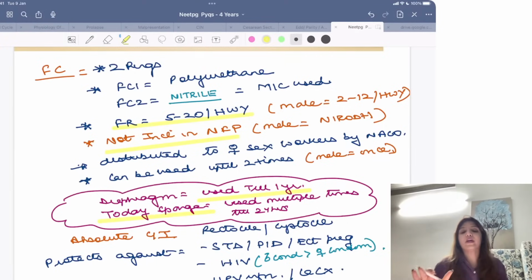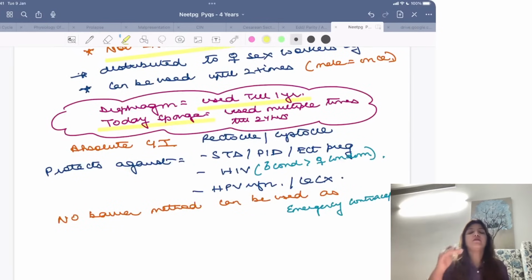An absolute contraindication of female condom is rectocele and cystocele. Female condom, like a male condom, is going to protect against STDs, against PID, and that is why it will protect against ectopic pregnancy. It also protects against HIV, but protection against HIV is better by a male condom than a female condom. It protects against HPV infections and cancer cervix. No barrier method can be used as emergency contraceptive. Clear?